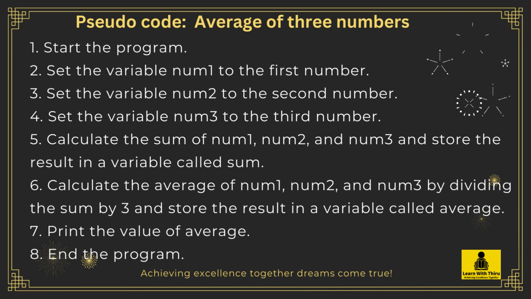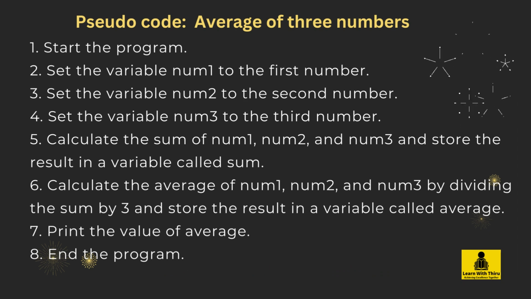5. Calculate the sum of num1, num2, and num3 and store the result in a variable called sum. 6. Calculate the average of num1, num2, and num3 by dividing the sum by 3 and store the result in a variable called average. 7. Print the value of average. 8. End the program.